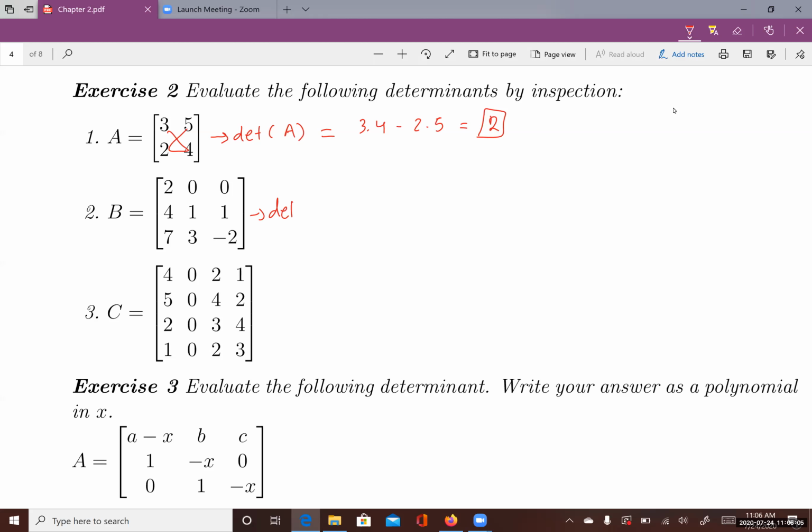How about B? Do you see anything special here? You don't have any 0 columns or rows. It's not a triangular matrix, but you have a row that consists of 2 zeros as entries. So you want to find the determinant of B by picking the first row. 2 is the first entry, so 2 times big A11, which is just 1 times -2 minus 3 times 1. That's -2 - 3 = -5, times 2 is -10. So you pick the first row to find the determinant because it contains a lot of zeros. Well, 2 zeros is a lot in this case.